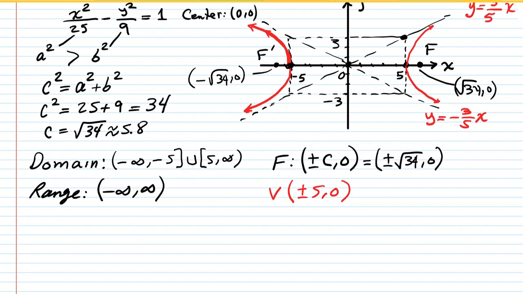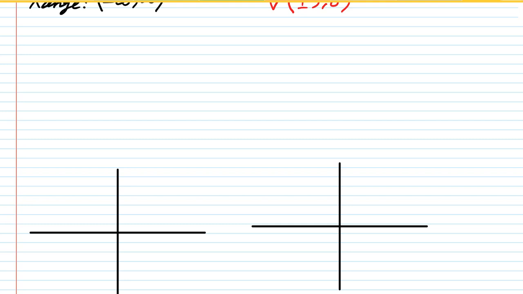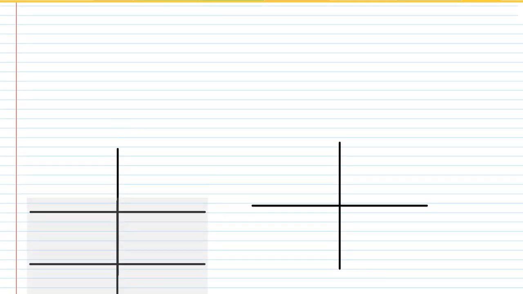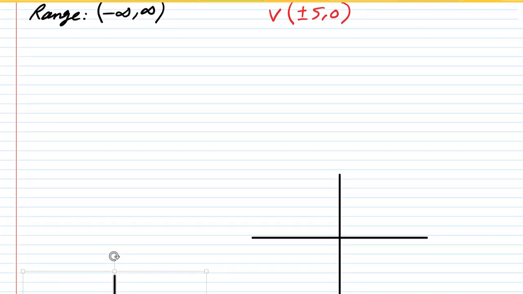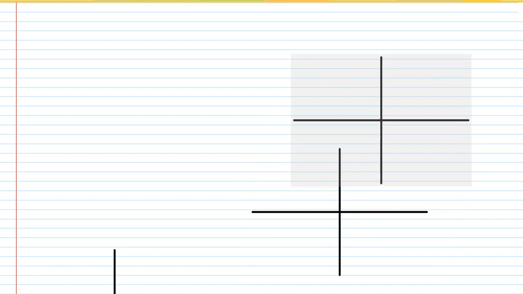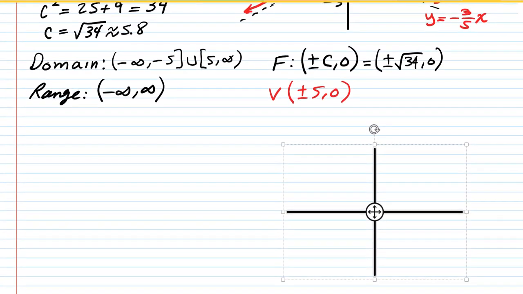That's the one that was centered at 0, 0. Let's take a look at one that is not centered at 0, 0. So let me move this down below and bring this one above in preparation for the next example.